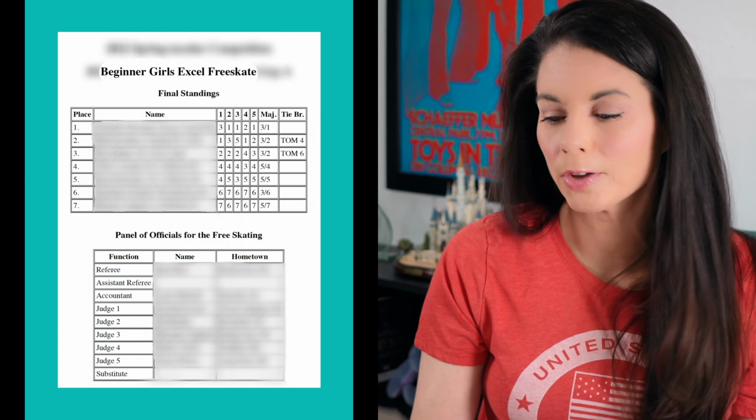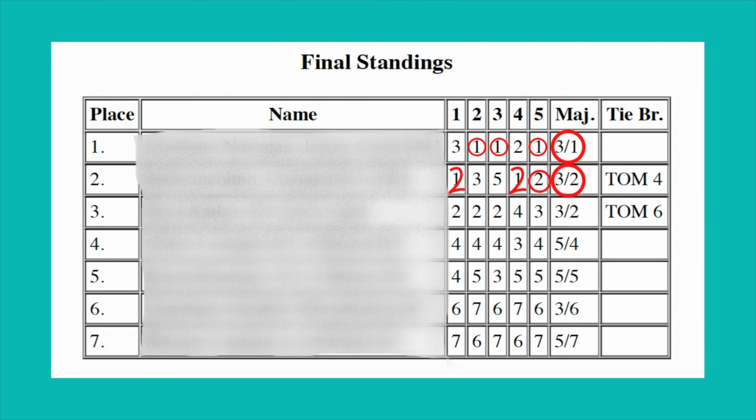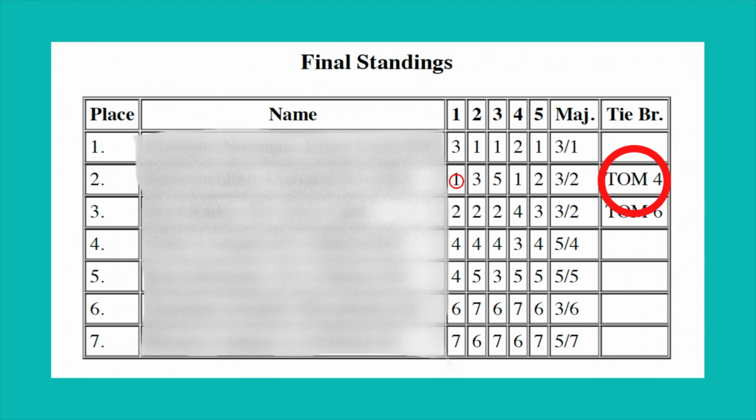Here's another one. The 1st place is evident, but 2nd place is tied. Using TOM, total ordinals of majority, the skater in the 2nd position is placed there, and the other skater is placed in the 3rd position. The rest of the positions are straightforward.